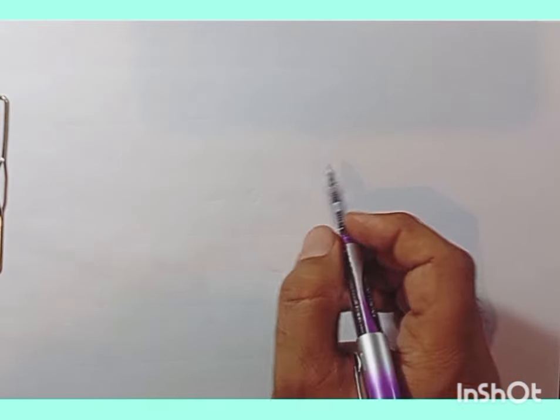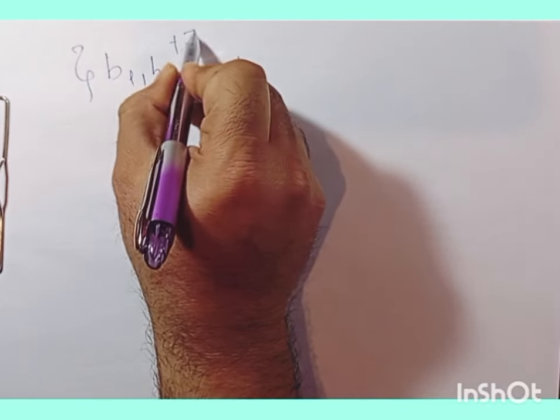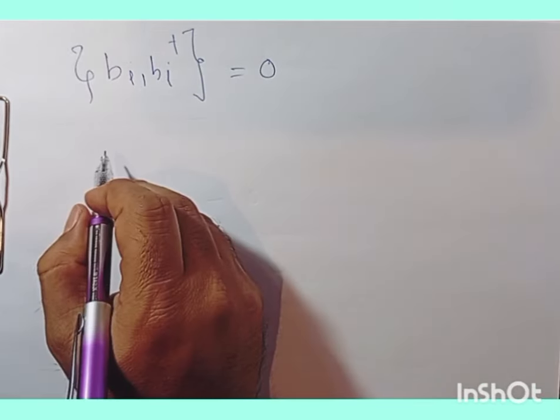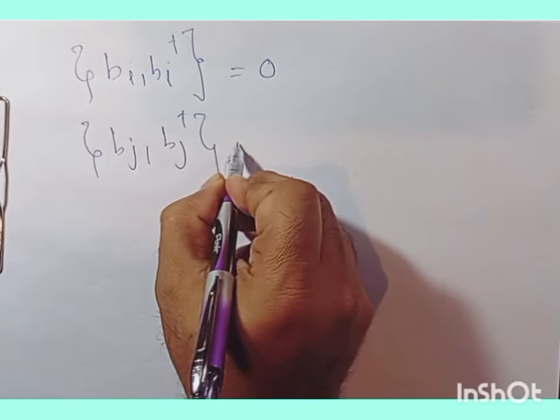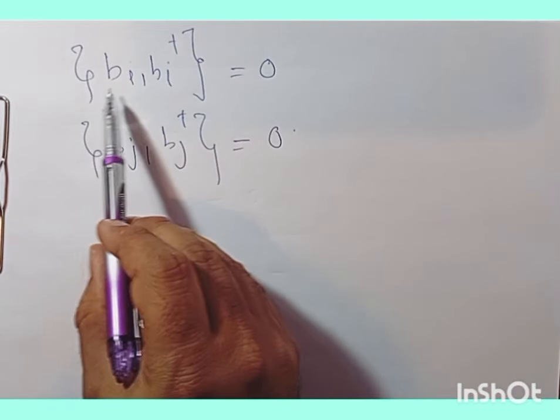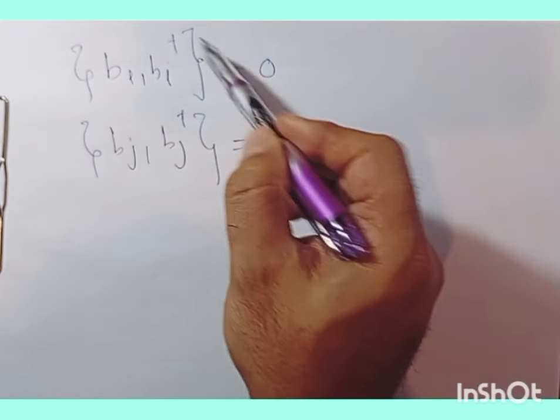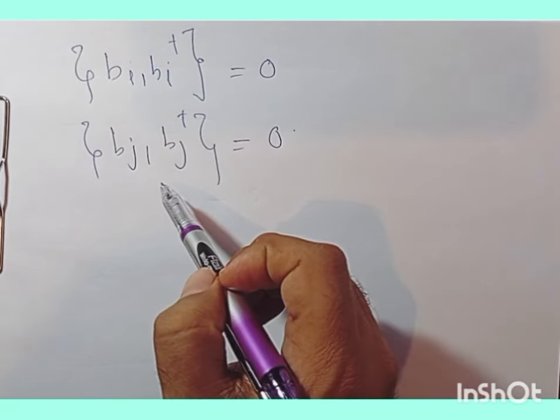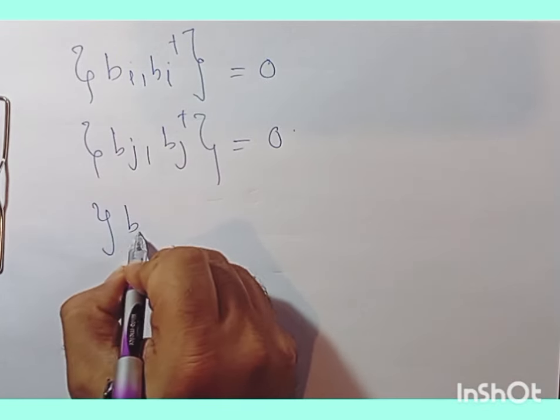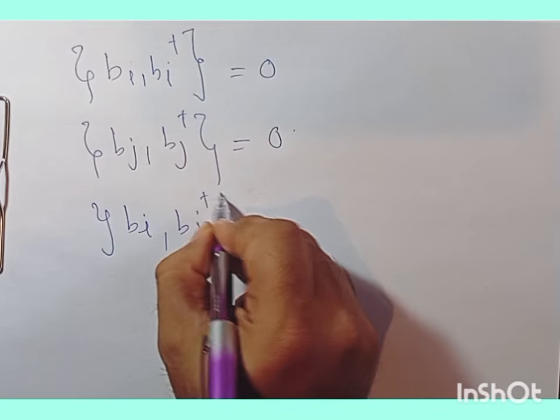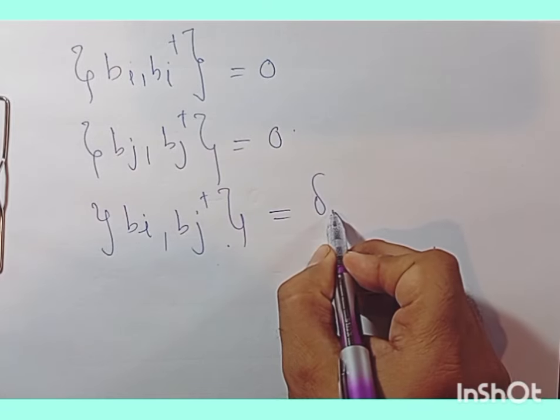For the annihilation and creation operators, say Bi and Bi dagger, the anti-commutator is equal to zero. Or if I have Bj and Bj dagger, this is also zero. So these two operators, the annihilation operator and the creation operator, anti-commute with each other. Now, if we have two different states, Bi and Bj dagger, the anti-commutator has the value delta ij.